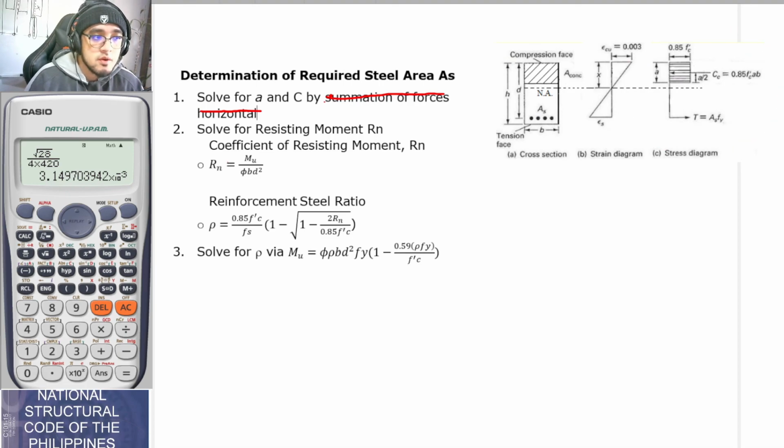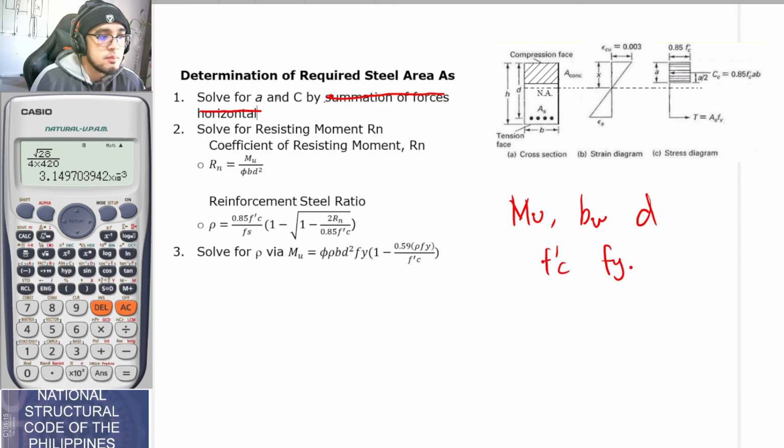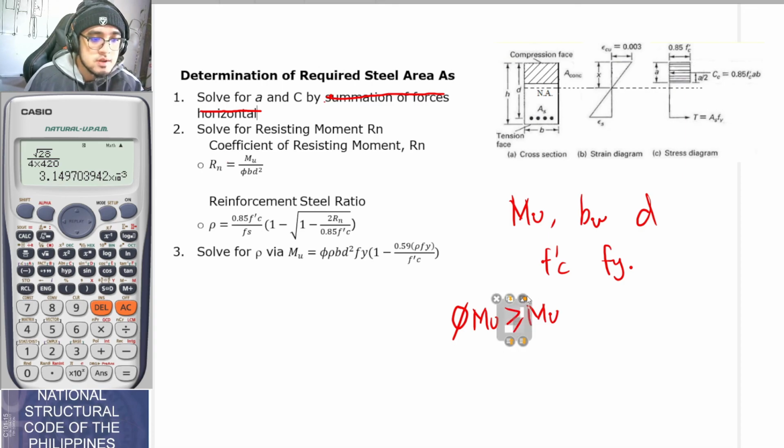So, paano ba natin ma-solve yung A? Ang given sa atin is MU. We already have our MU, our BW, and our D, as well as FC prime and FY. By solving for A and C, as you can remember, phi MN is greater than or equal to MU. In this case, we will be equating them para alam natin kung ano yung minimum. So this is now an equal sign. So phi MN is equal to MU. Baliktarin ko lang, this is MU and this is now equal to phi MN.